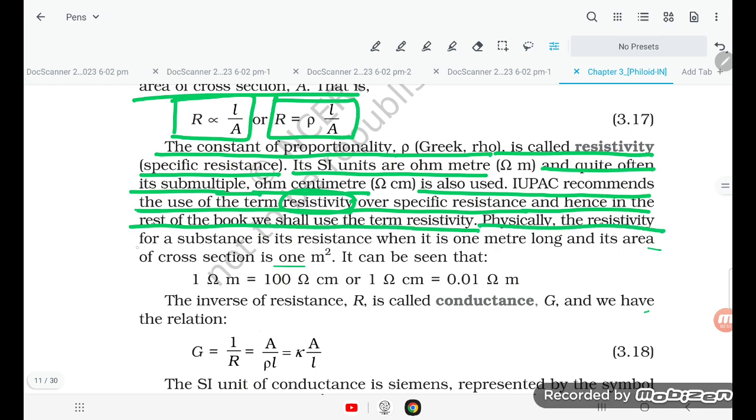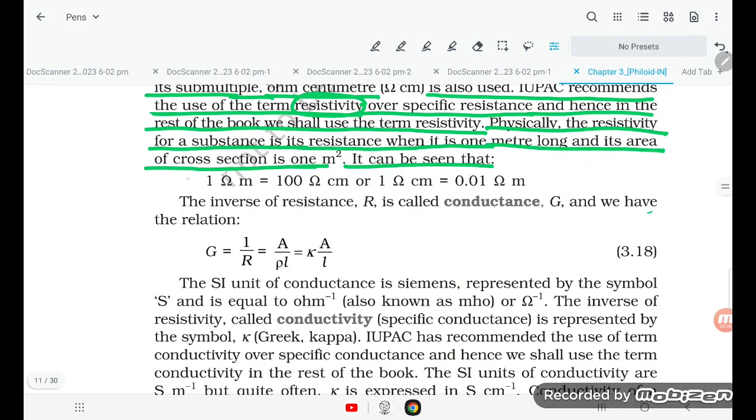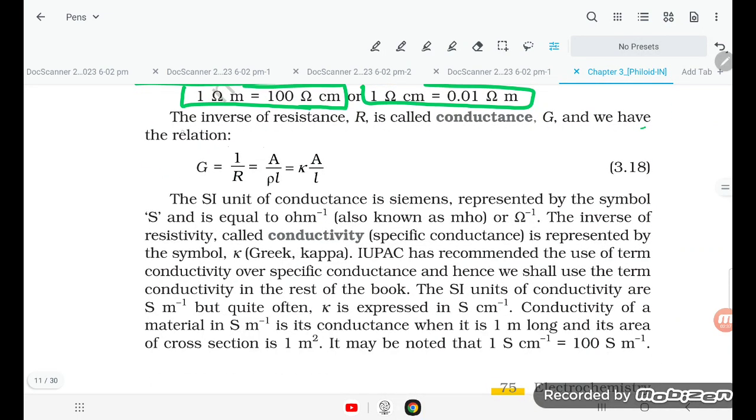Physically, the resistivity of a substance is its resistance when it is 1 meter long and its area of cross section is 1 meter square. It can be seen that 1 ohm centimeter is equal to 0.01 ohm meter. The inverse of resistance R is called the conductance, capital G.